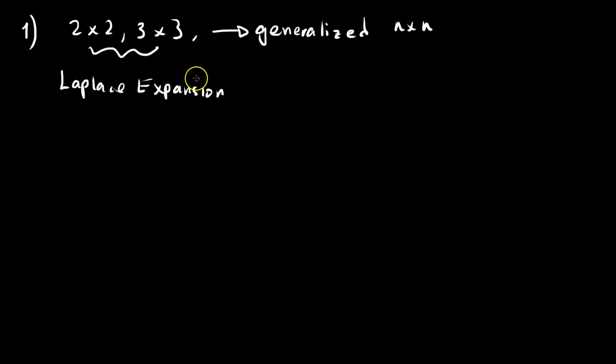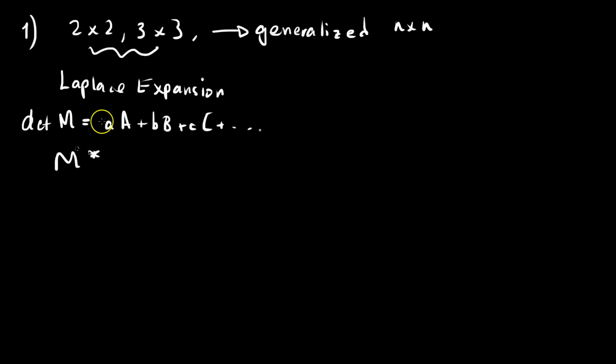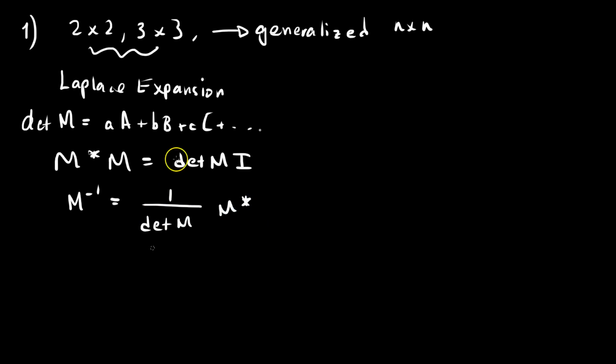And the way we found this is by writing the determinant of, say, matrix M as A A plus B B plus C C plus ... for the n by n case. And by looking at these coefficients A, B, C, we noticed that we can write M star M equals determinant of M times the identity, right? And from that we saw that the inverse is nothing more than 1 over the determinant of M times M star.